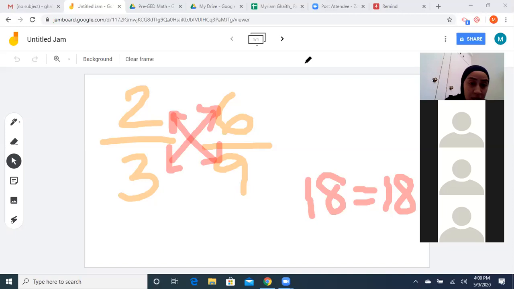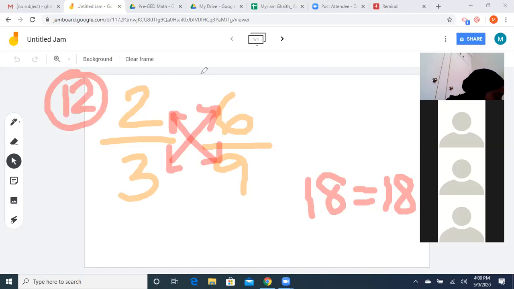All right. So this is problem 12 on page 440. And it tells us here when we cross multiply that we have equivalent fractions because 18 equals 18. There are going to be problems, and let me find one really quickly for us.